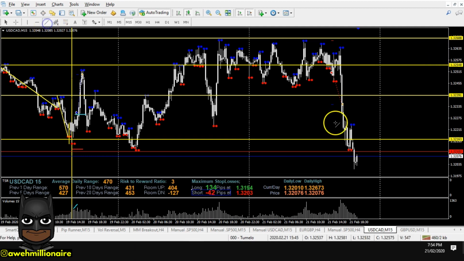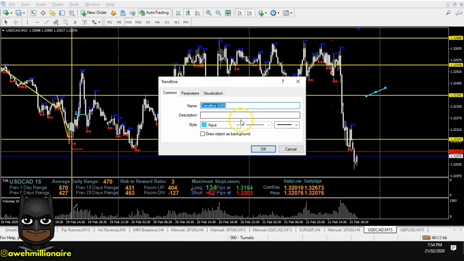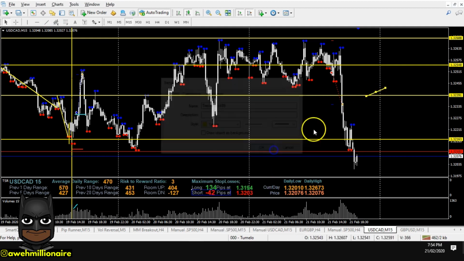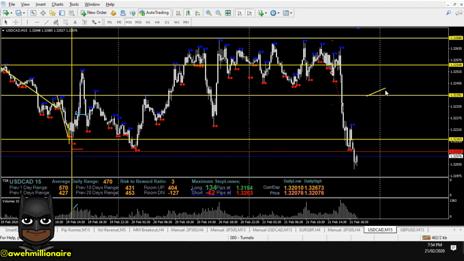So again, just as a reminder, this was the demand level. If I change the color back, this was demand level number 1. This was demand level number 2, and then this was supply level number 1. This was supply level number 2.